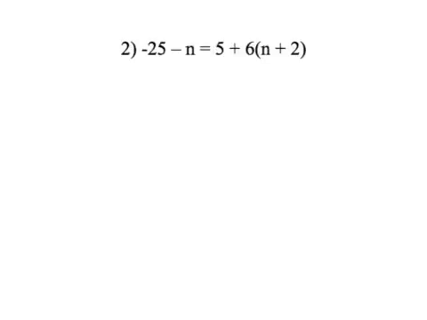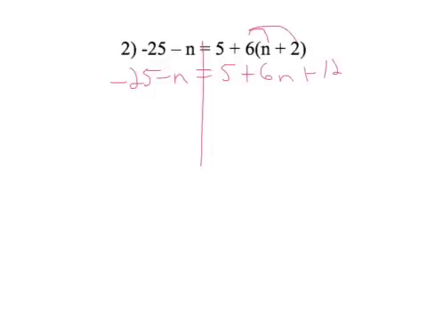Pause the video and work on the second You Try. Right, so first you need to distribute the 6. The 6 is right outside the parentheses. So 6 times n is 6n. 6 times 2 is 12. Let's combine like terms. I'll do 5 plus 12, which would be 17.